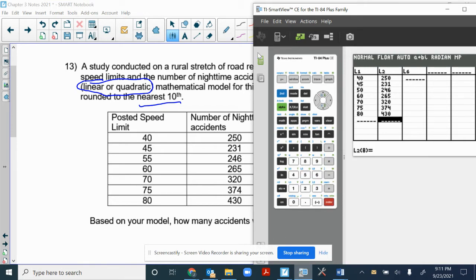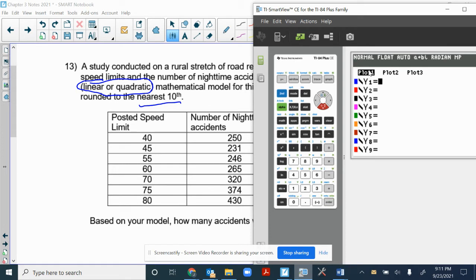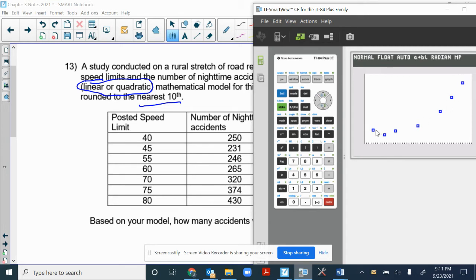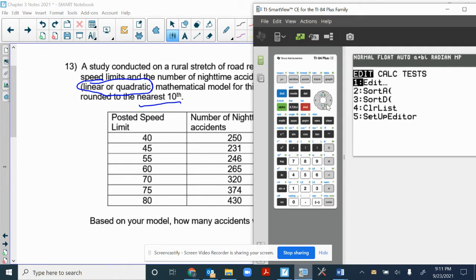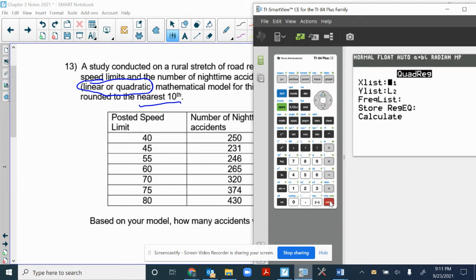All right. So now I have to look at the scatter plot. I'm going to turn mine on. Yours may have already been on, so you may not have to do that. You're really just looking to see if it's highlighted in black. Once you check that, you go to zoom, and choose the 9th option for stat, and it'll make a nice window, and that graph is definitely looking quadratic. So now I'm going to go back to stat, go to calculate, and I've chosen quadratic regression because that's the way it looked.